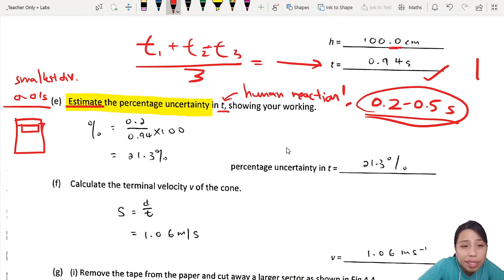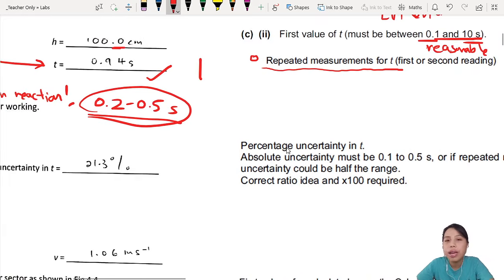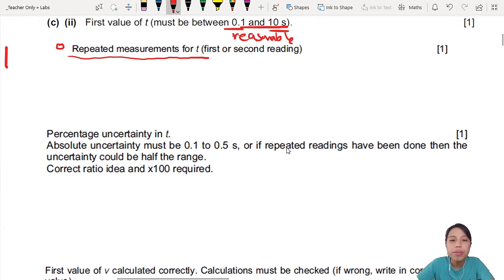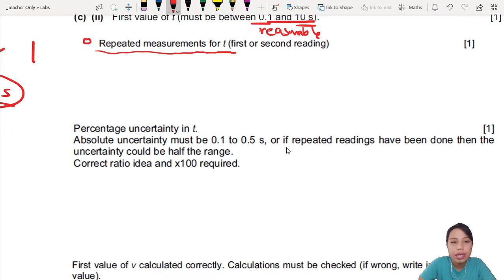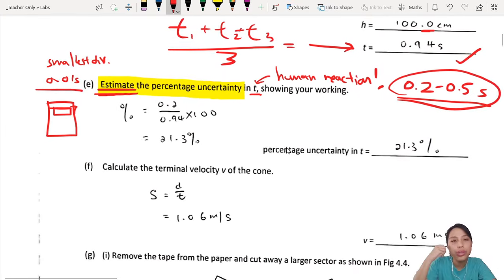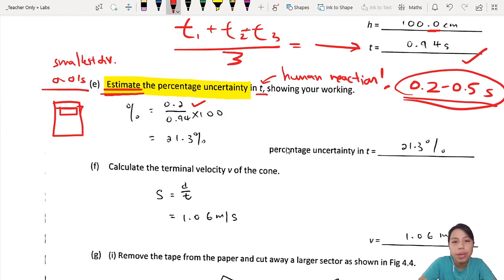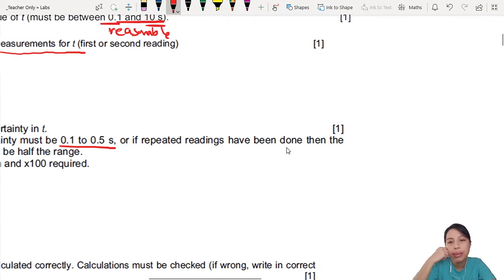And also they say estimate, right? So there's no fixed rule to it. So you need to estimate. Let's see what's the allowed range for this one. They give a range. Absolute uncertainty, means in the 1 second, must be 0.1 to 0.5 range. Okay, so if you choose what this person chose, 0.2, it's a bit on the low end, but okay.